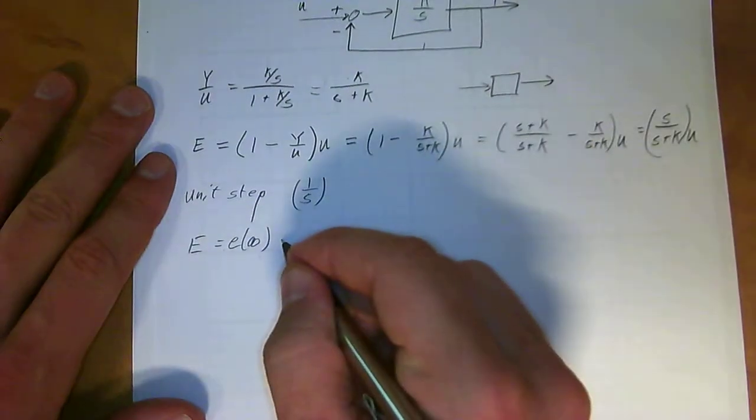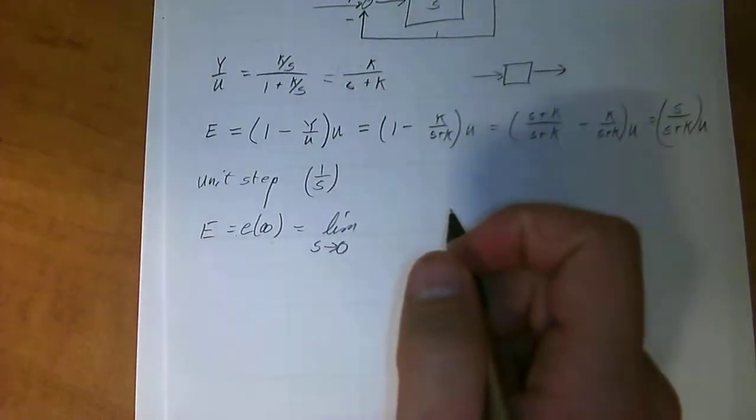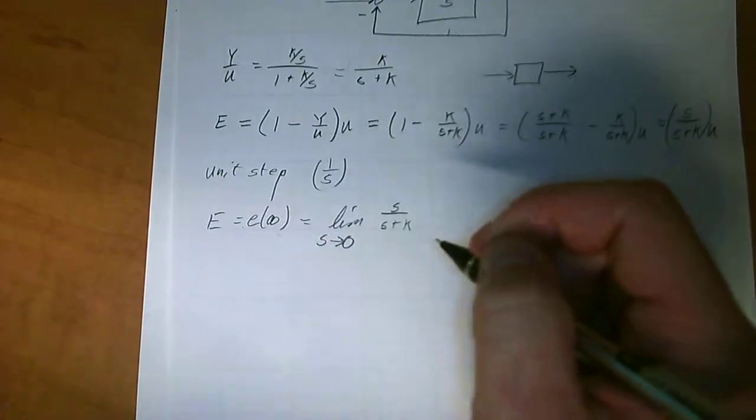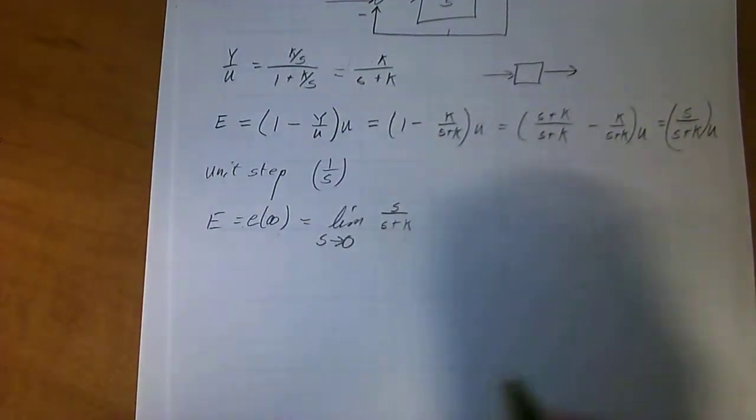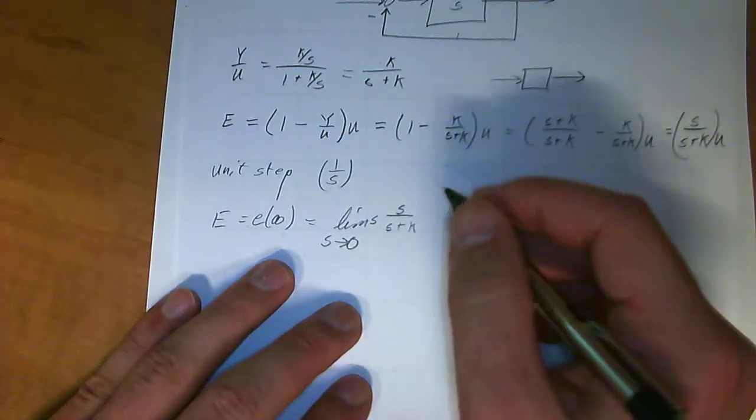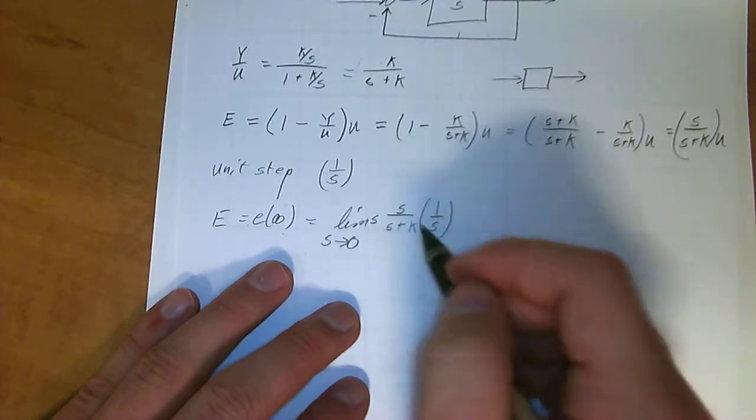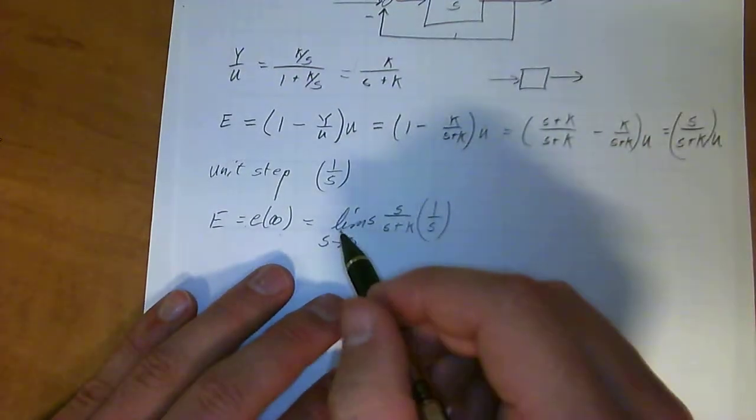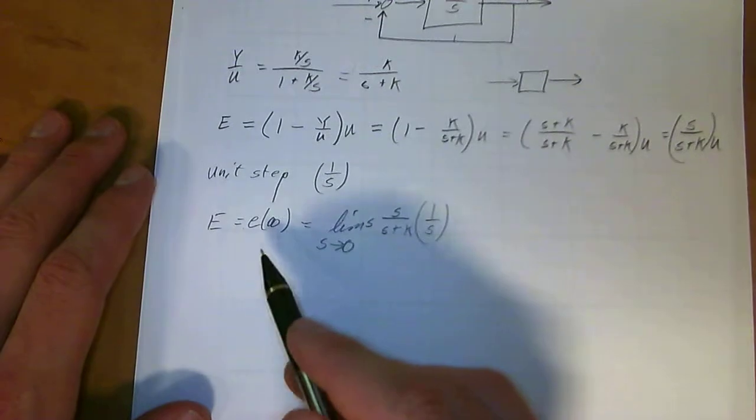That's the notation. This is going to equal the limit as s goes to 0 of s, times s over s plus k, times the unit step, 1 over s. There was an error made in my writing of this. So we've got s over s plus k, which is our normal transfer function, and then our input u, which is 1 over s, and then the limit as s goes to 0. Hopefully s is going to 0, because that's how you take the limit at infinity.